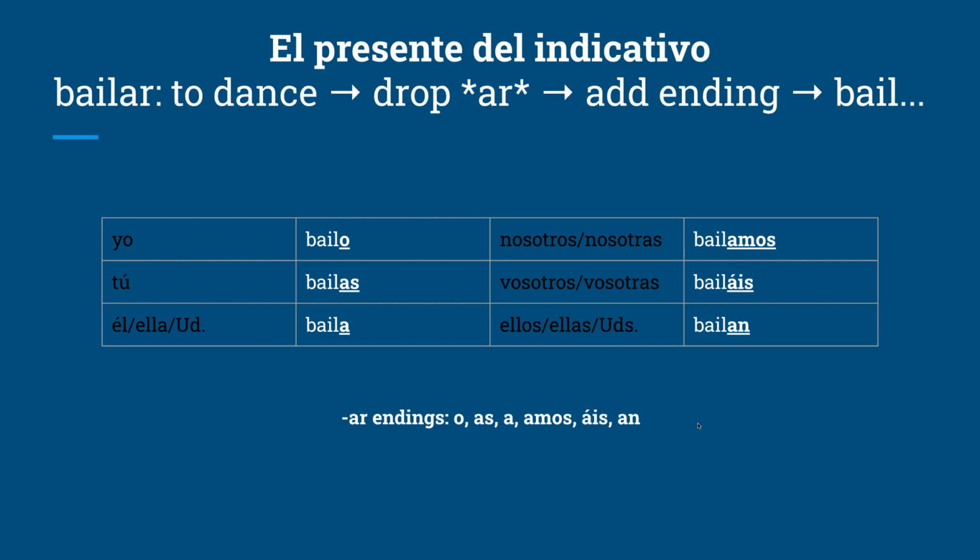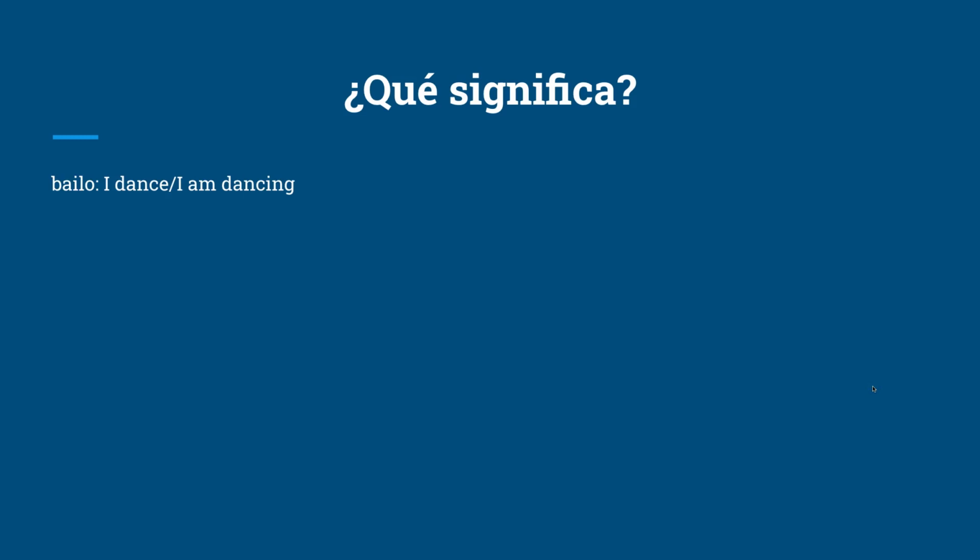The exciting news is that these simple endings, o, as, a, amos, áis, an, will apply to any AR verb that is regular that you want to express in the present tense. So bailar is just one example of how many verbs will work, which is super exciting. And we're going to get lots of practice with this. So if it's brand new to you, just keep rolling with it, keep smiling and nodding, and take in what I'm sharing with you. So what does this really mean?